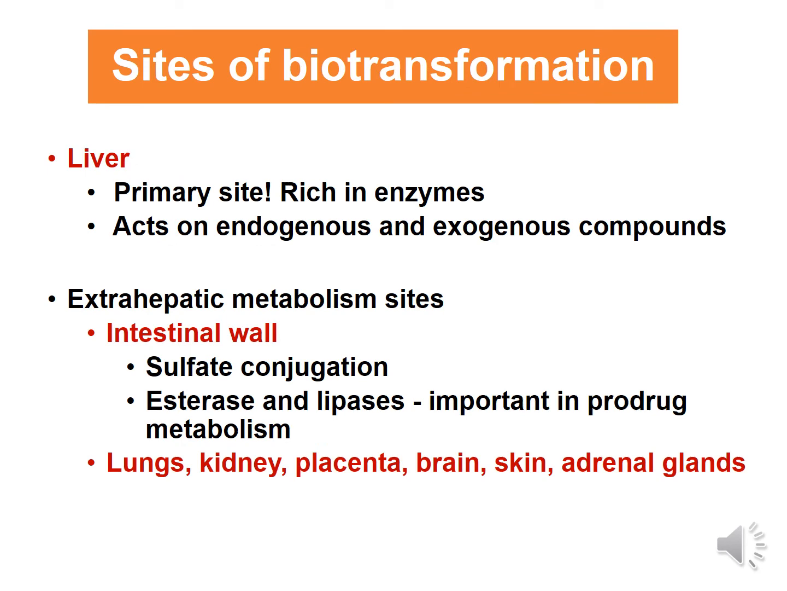So where are the sites of biotransformation located? The primary site is the liver. The liver is rich in enzymes and acts on endogenous and exogenous compounds. Extrahepatic metabolic sites can also be the intestinal wall for sulfate conjugation. This wall is rich in esterases and lipases important in prodrug metabolism. Also extrahepatic metabolic sites are the lungs, kidney, placenta, brain, skin, and adrenal glands.